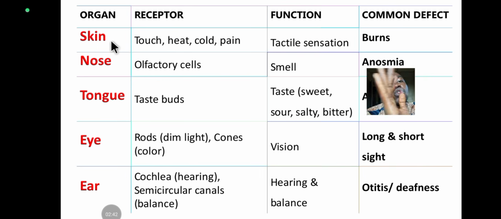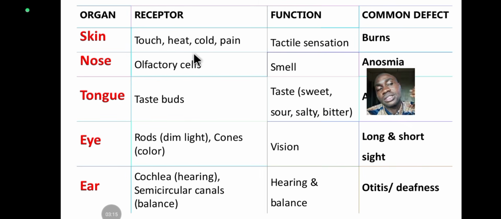So first we pick skin. Skin contains what? Receptors. Touch receptor, heat receptor, cold receptor, and pain receptor. All these are tactile receptors. The touch receptor helps detect touch. The heat receptor helps detect heat, it helps to detect temperature. It helps you detect if something is hot or cold.